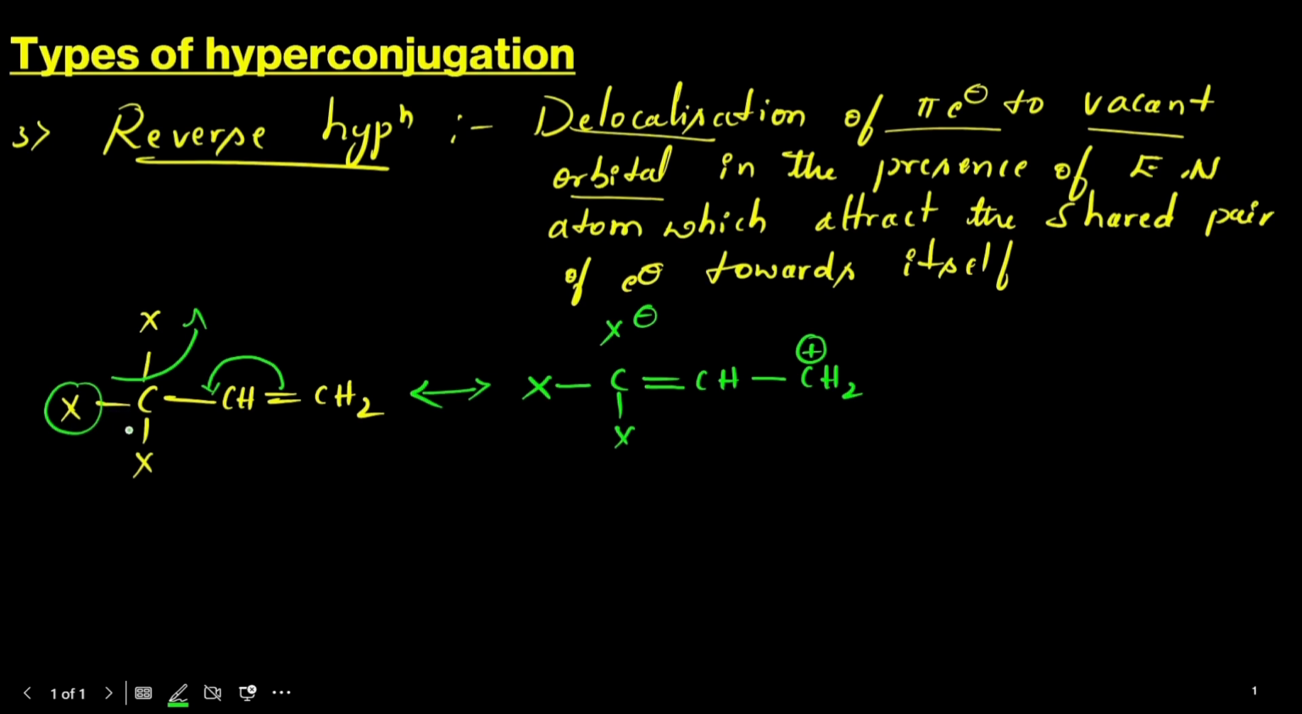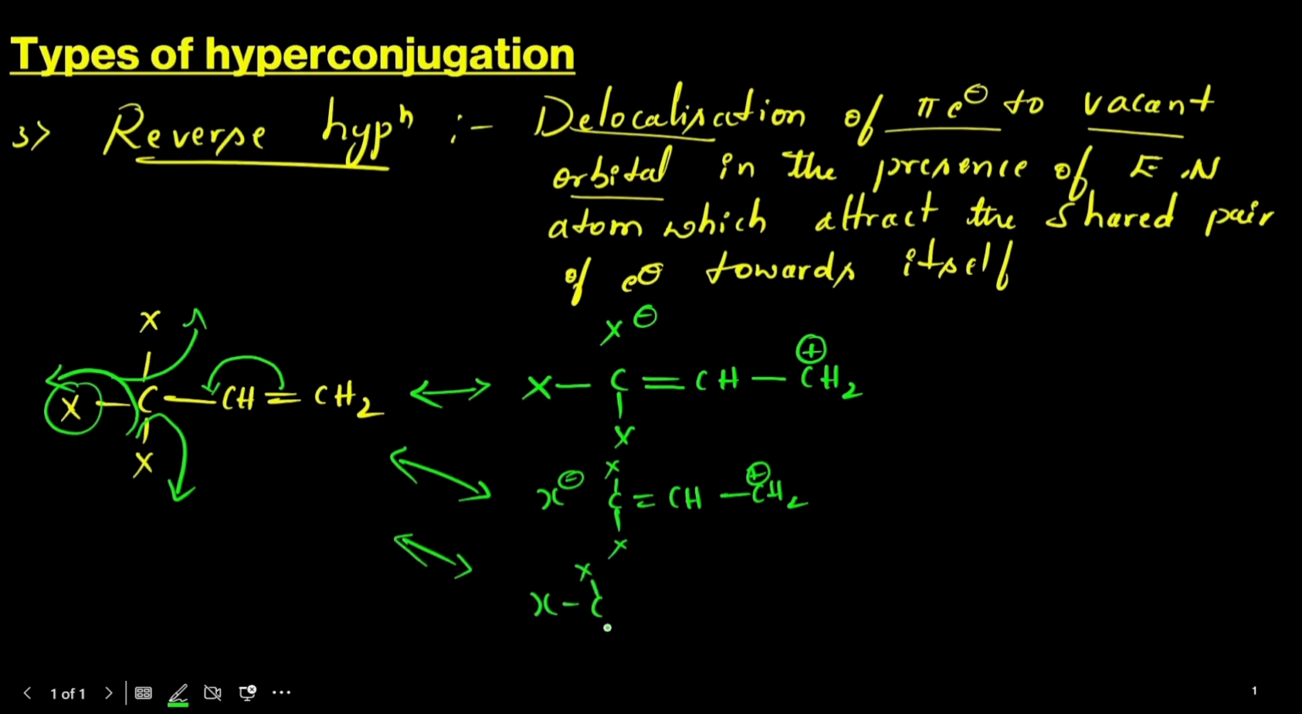We have one more halogen. If this halogen takes the shared pair of electron towards itself, okay, what happens? X minus, here X, and here C double bond CH, single bond CH2 plus. Okay, if this halogen takes the shared pair of electron towards itself, what happens? That can be written as X, here carbon, here X, and here X minus double bond CH, single bond CH2. Okay, this is nothing but reverse hyperconjugation.